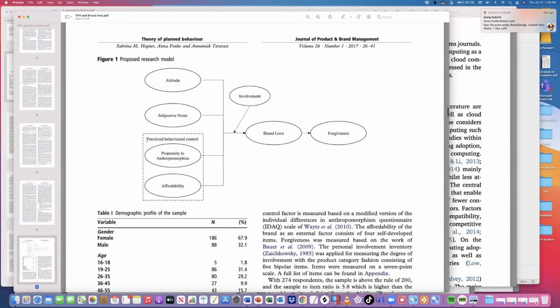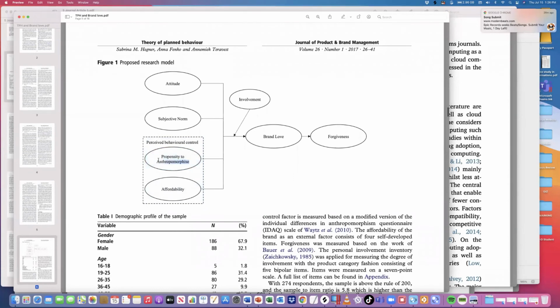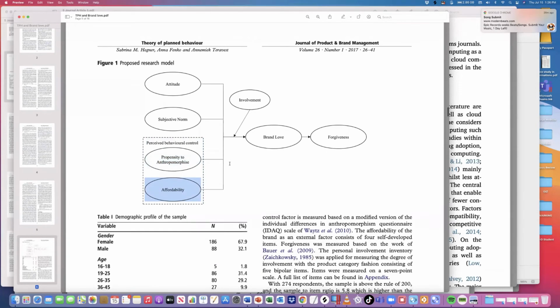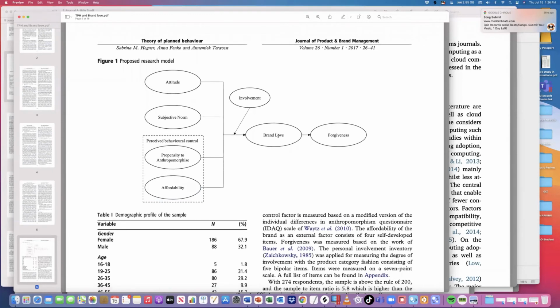And then there's another part of theory of brand behavior called perceived behavioral control. He expands it and decomposes it into propensity to anthropomorphize, that's to treat the brand like a human being, and affordability of the brand, and it goes to the brand love. And if you have brand love, you can then look at brand forgiveness. You forgive the brand. So this is the intention and this is the actual behavior.